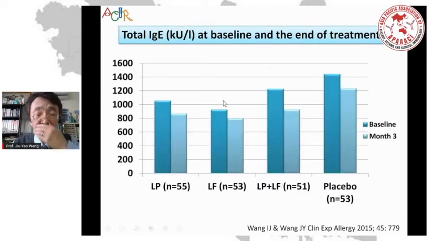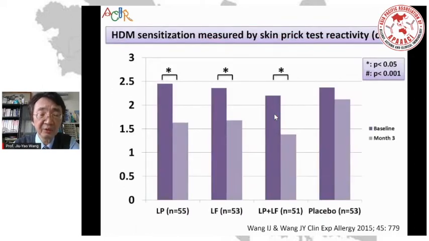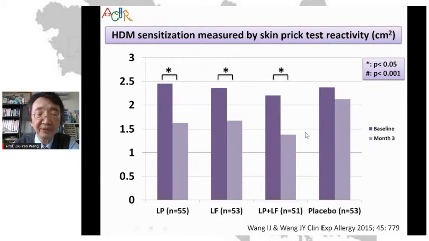Very interestingly, we found the total IgE was somewhat lower, but not to a significant level. But all these atopic dermatitis patients were sensitized to house dust mite, and we used the skin prick test to check sensitivity to house dust mite. After 3 months of treatment, all the probiotic groups had decreased sensitization. So we were thinking that the beneficial effect is not just a decrease in total IgE. It may be due to an increase in regulatory T cells that were also expressed in the skin reactivity.